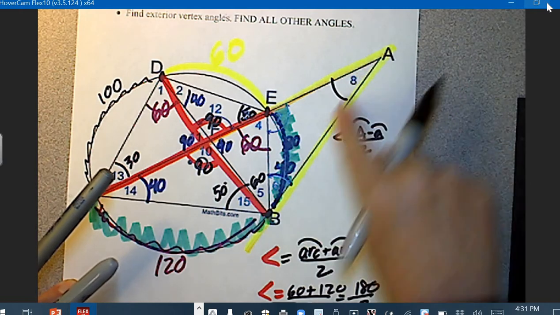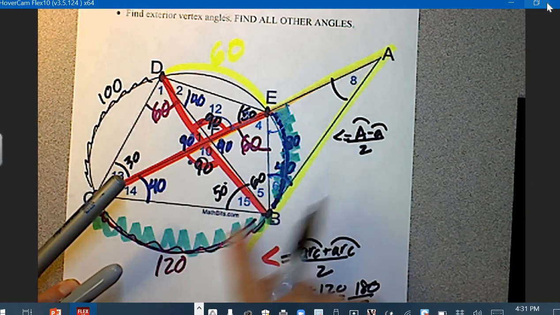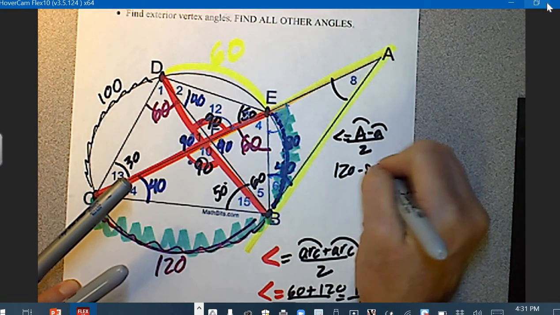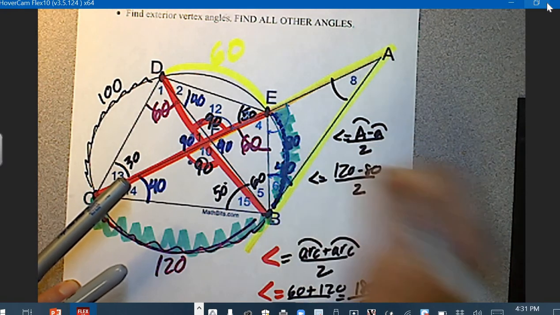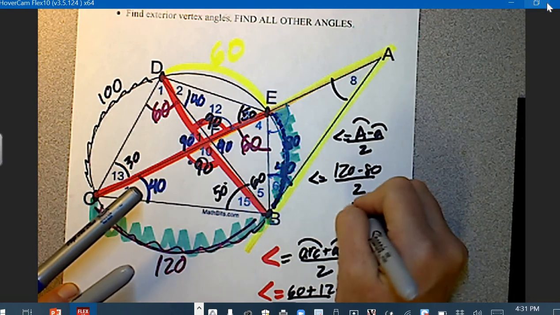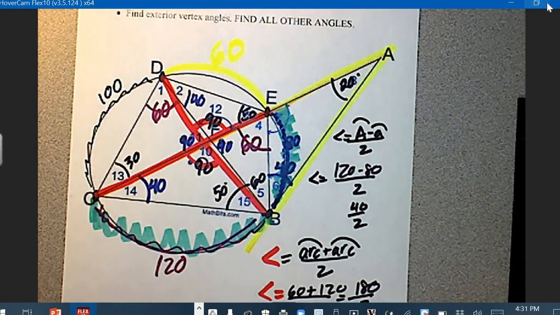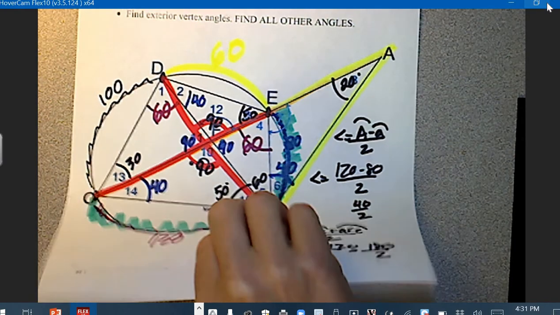Angle 8. You reach out here, and our big arc here is 120. Our little arc, that's 80, over 2. And it's 40 over 2, which makes angle 8 20. Look at all that information you get just using the different angles.